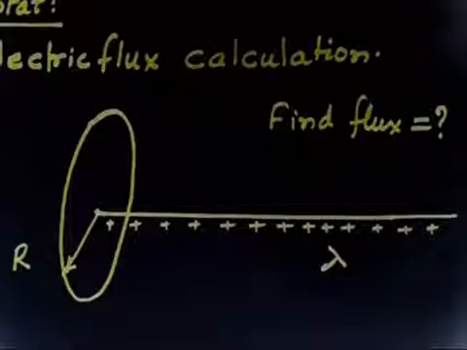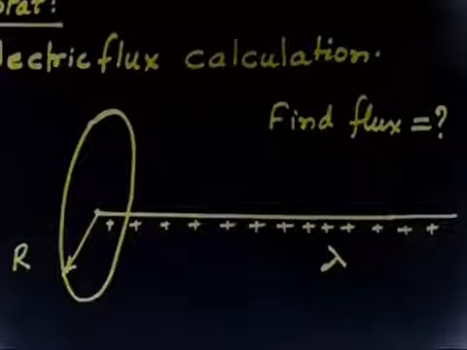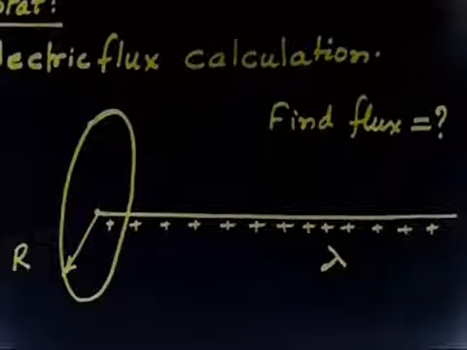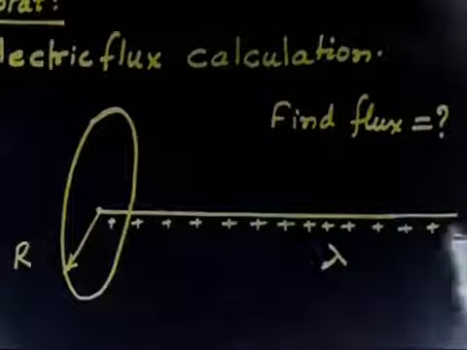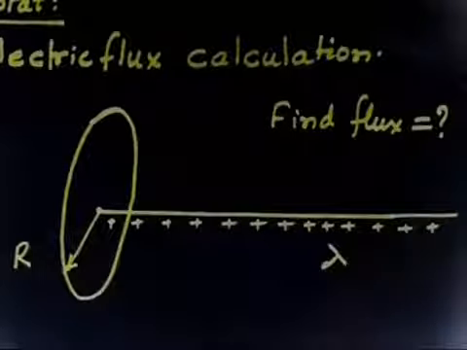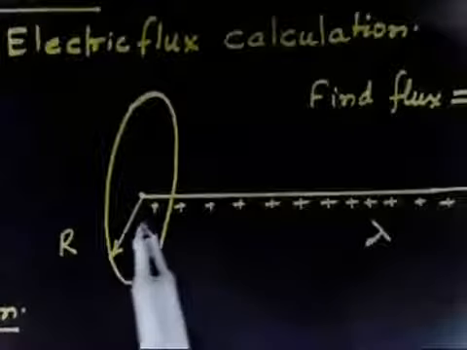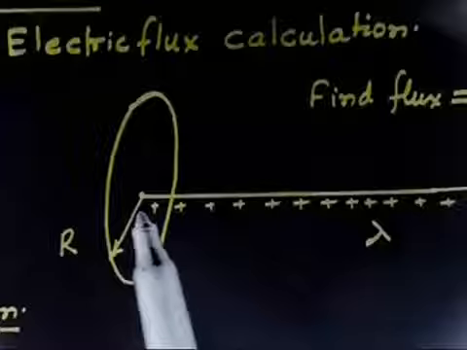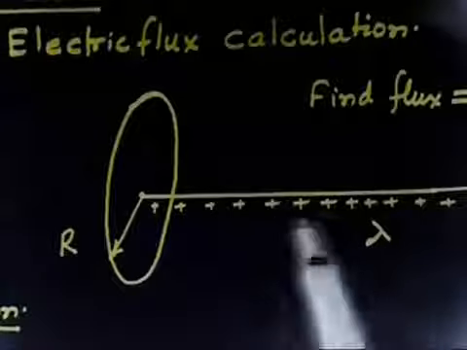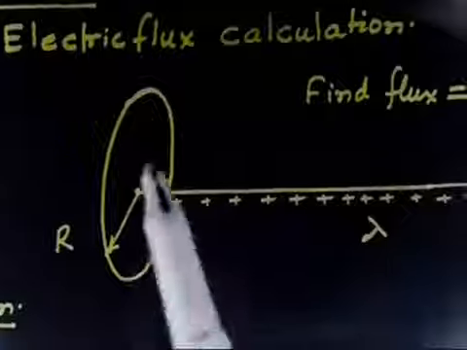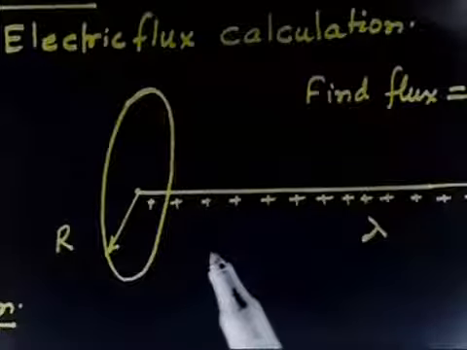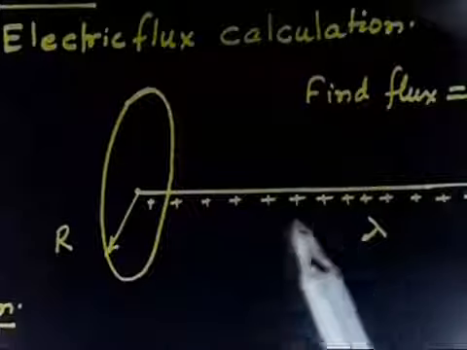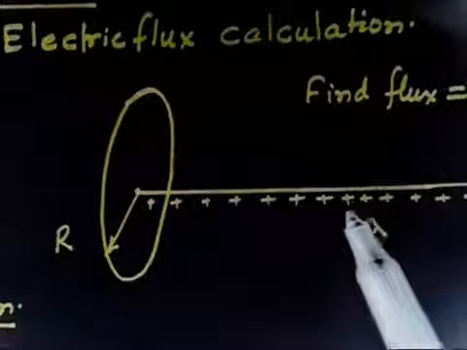A very long uniformly charged thread is oriented along the axis of a circle of radius r. This is a very long thread, so I can assume this side goes up to infinity. But this side, one end is at the center of the circular area. This is charged. The radius of this circular area is capital R. The charge of the thread per unit length is equal to lambda. So lambda is the charge per unit length of this thread that is given to you.